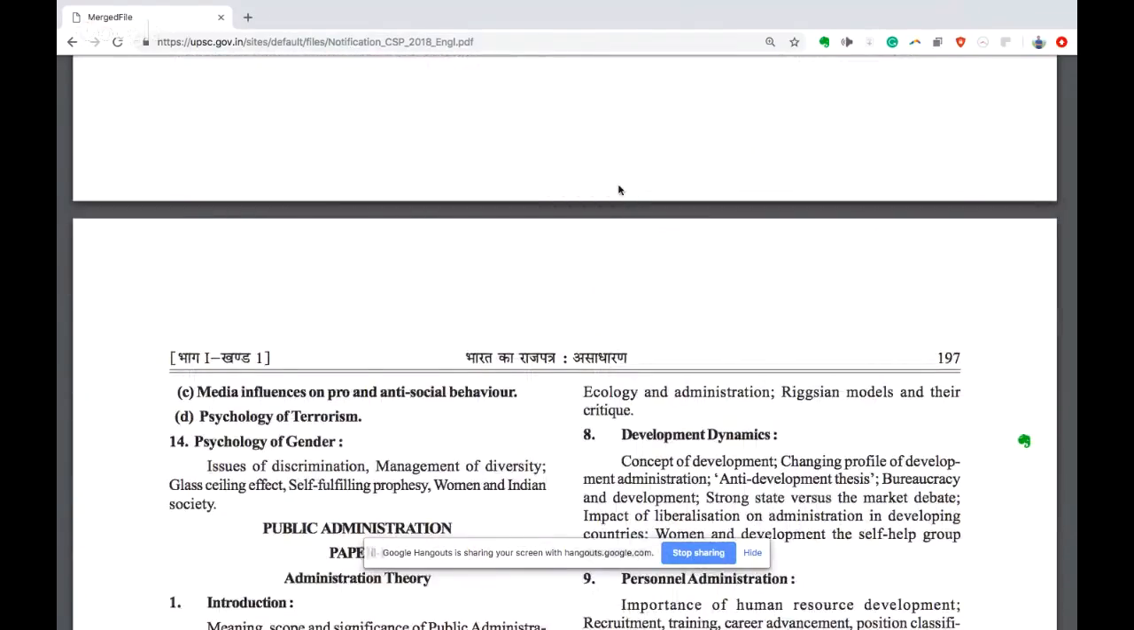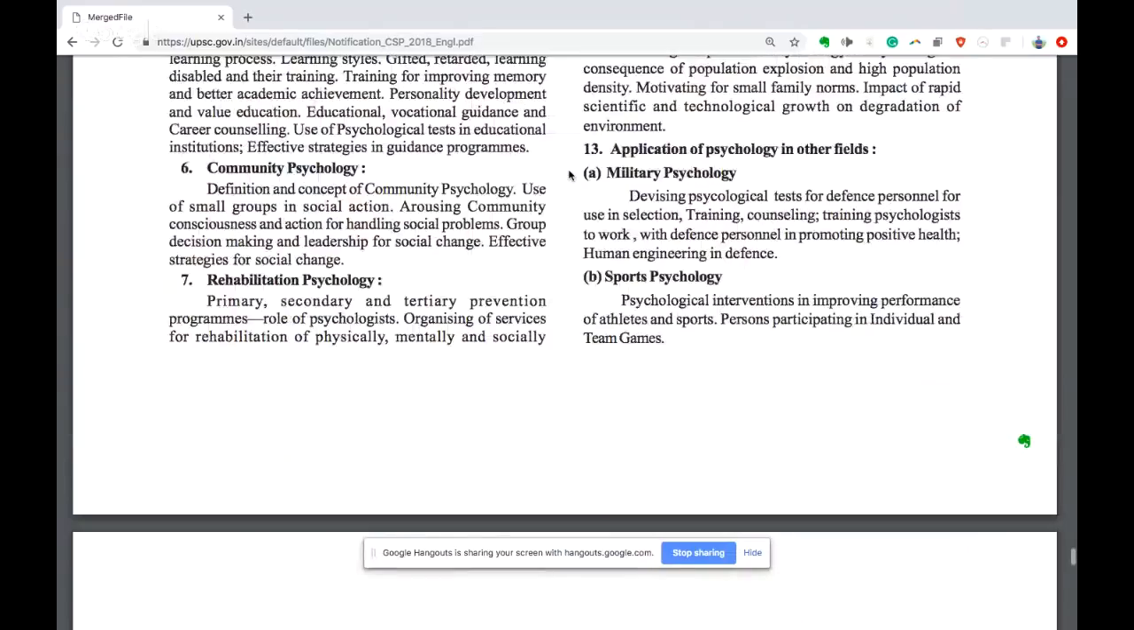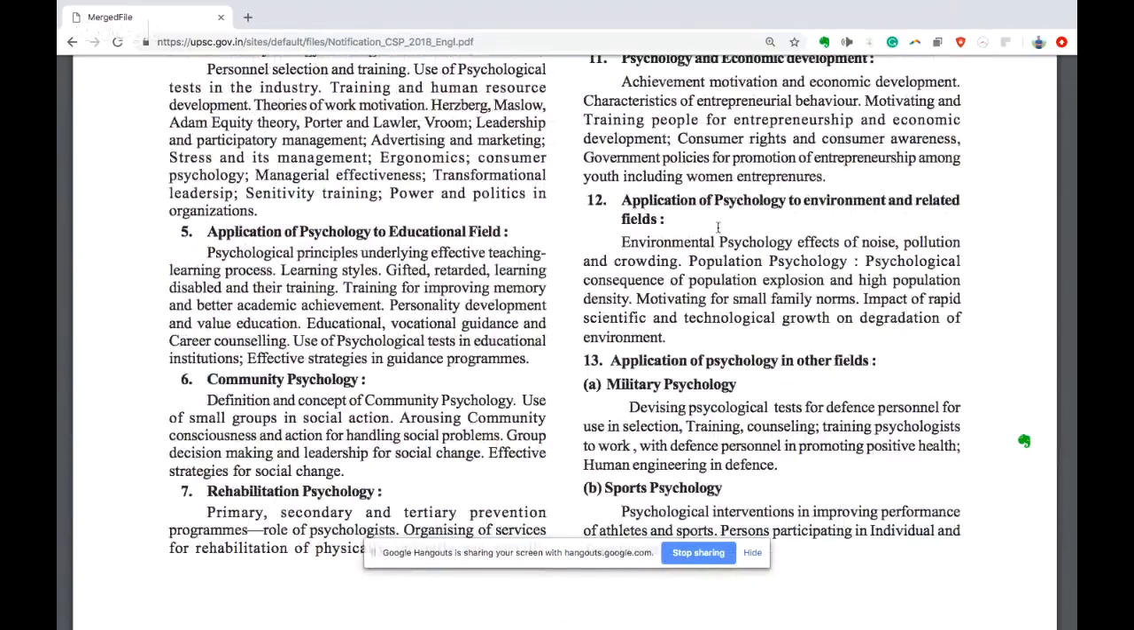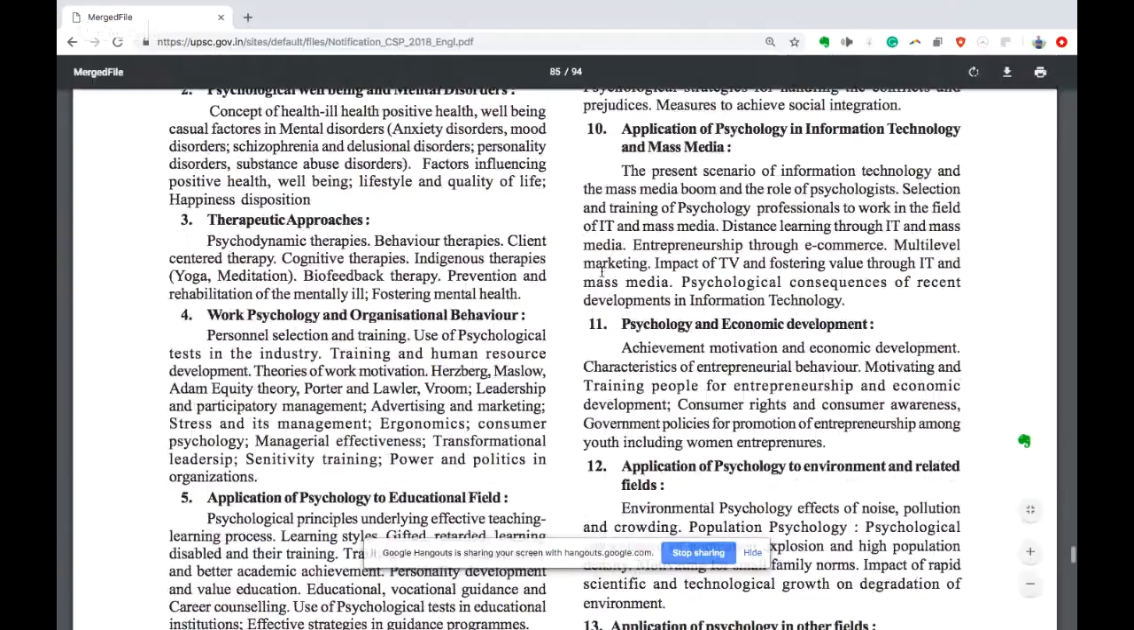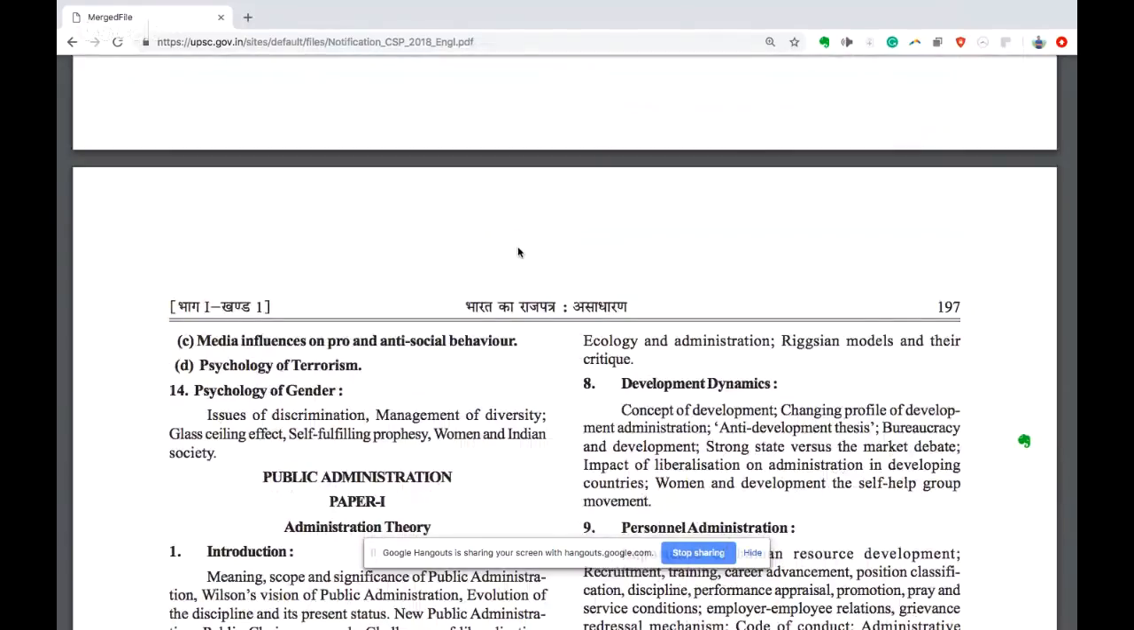So next is media influences on pro and antisocial behavior. Basically this will be covered in this chapter only, this IT chapter. And then there is psychology of terrorism. Why do people become terrorists? Why do they take weapons against the government or against the civilians?